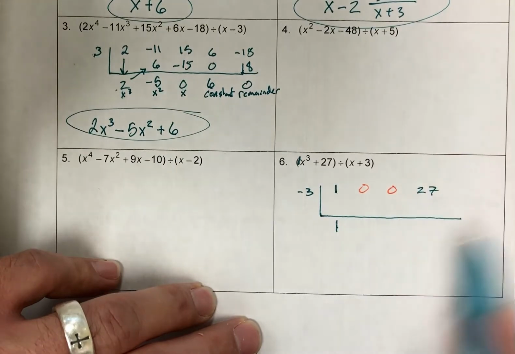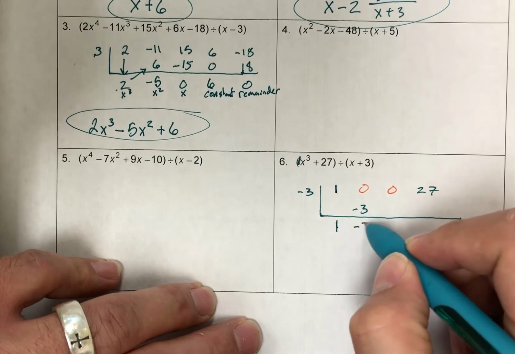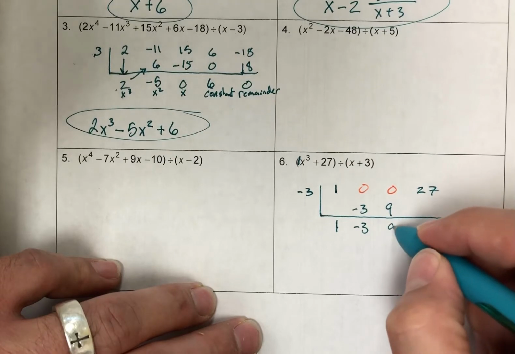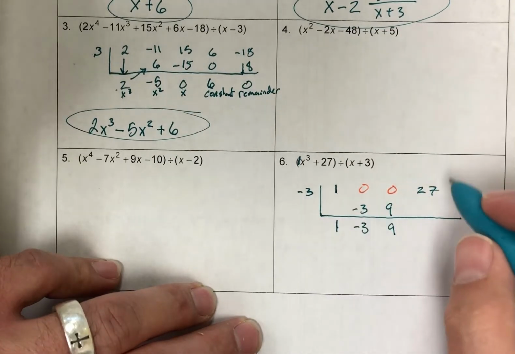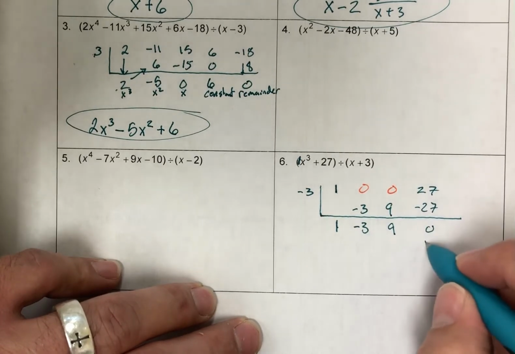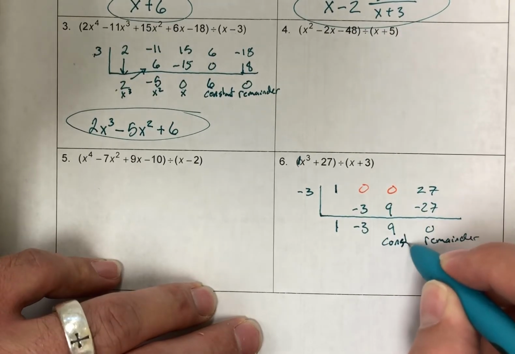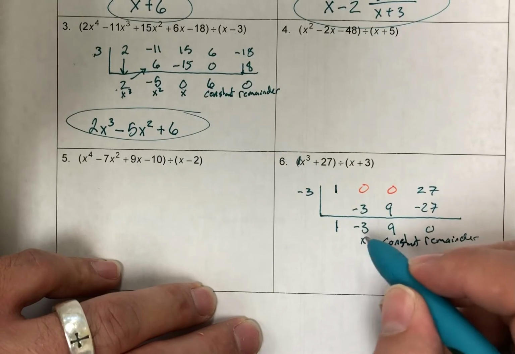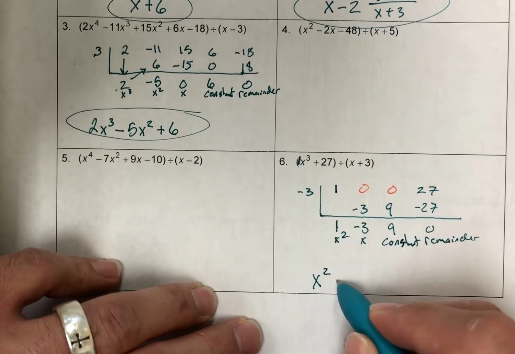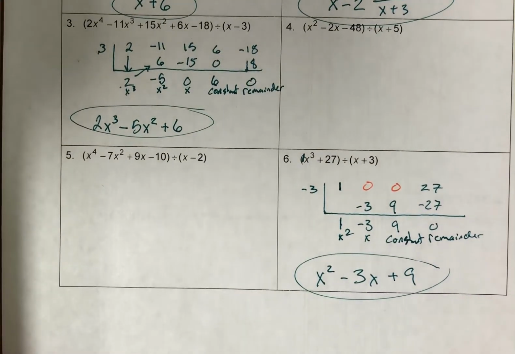Drop down the 1. -3 times 1, -3. Combine. -3 times -3 is a positive 9. Combine. -3 times 9 is -27. Combine. Remainder, constant, x term, x squared. So we have 1x squared minus 3x plus 9. That's my answer.